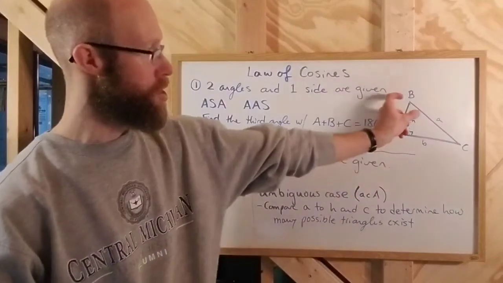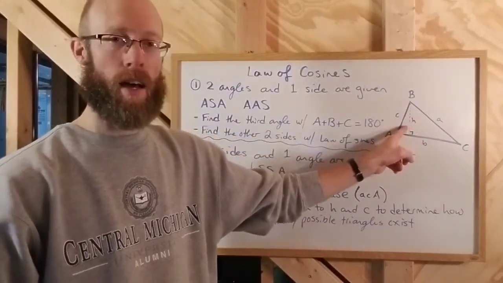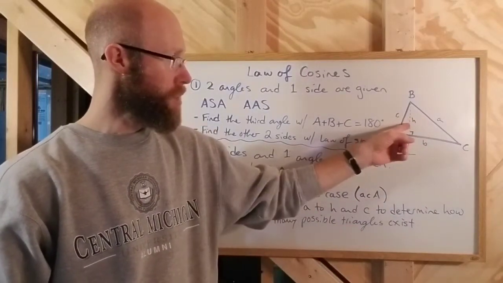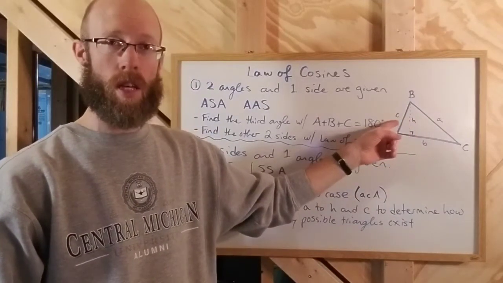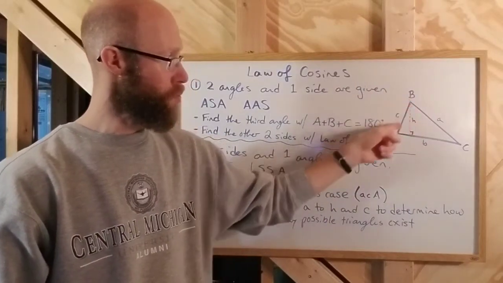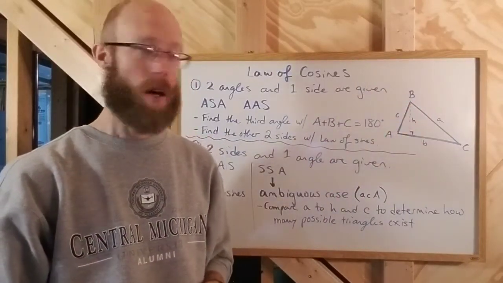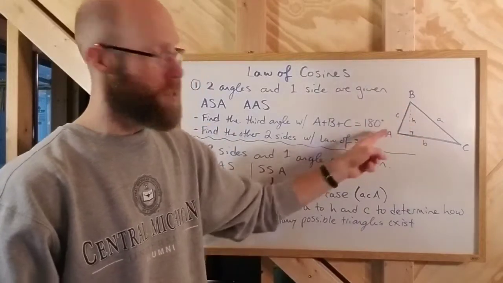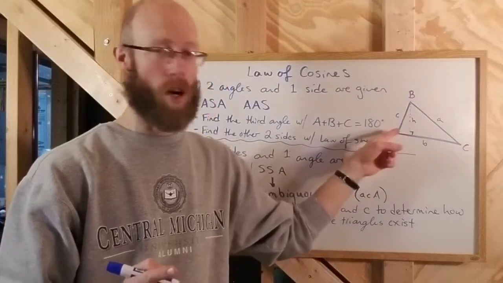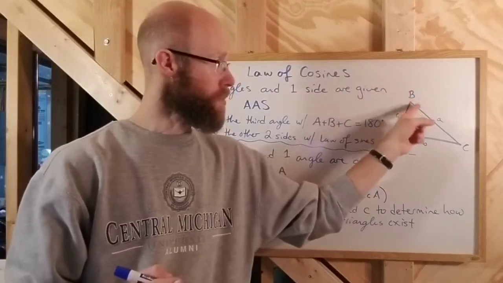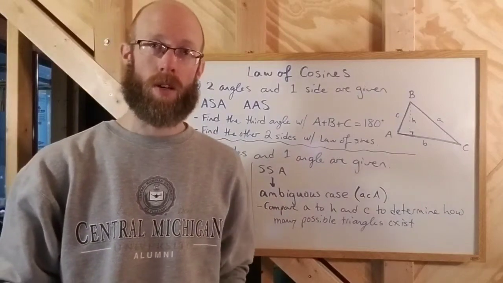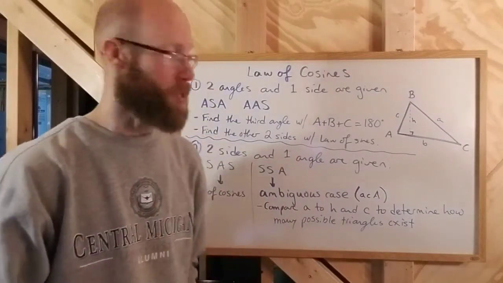If side A is too short, if it's shorter than that height, then there are no possible triangles. If side A is longer than the height but shorter than C, you end up with two possible triangles, one obtuse and one acute. Okay? And if A is longer than side C, then there's only one possible triangle, kind of like the one drawn here, because if you tried to swing that to the other side, you would go outside the triangle. Okay, so there's a couple options there.